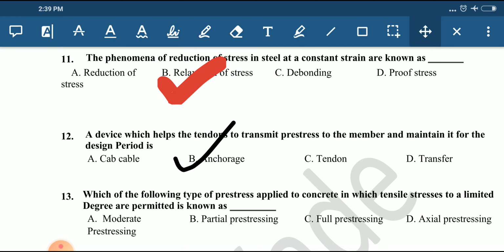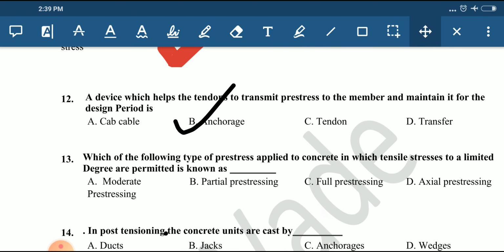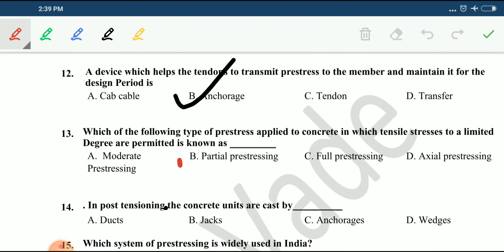I will read once again. Which of the following types of pre-stress applied to the concrete, in which tensile stresses to a limited degree are permitted, is known as? That is partial pre-stressing.